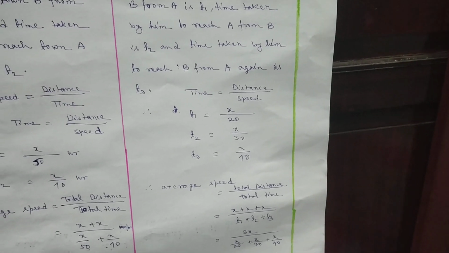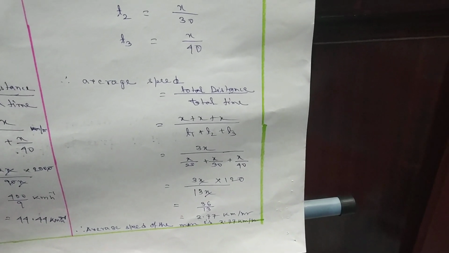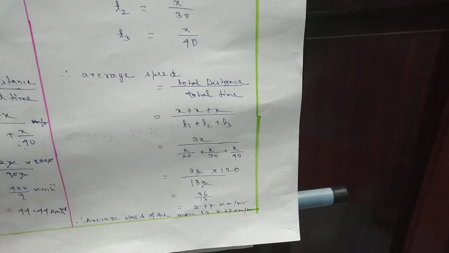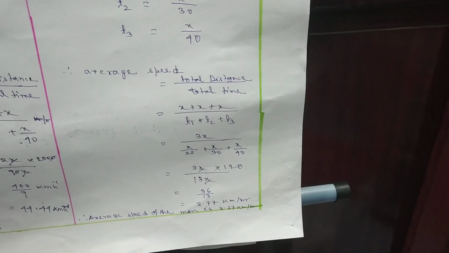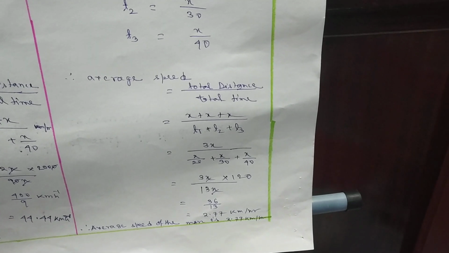So average speed is equal to total distance covered by total time taken. So 3x by x by 20 plus x by 30 plus x by 40. After calculation we will find 36 by 13, that will be 2.77 km per hour. So average speed of this whole journey will be 2.77 km per hour.